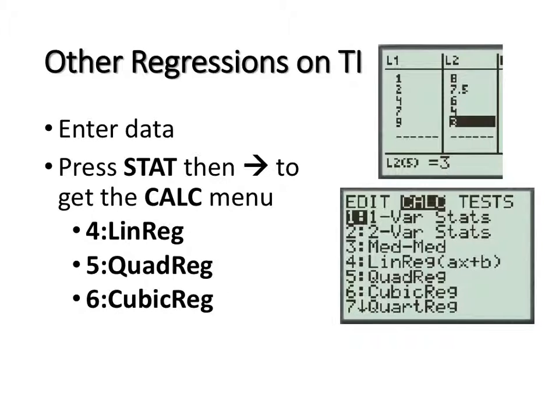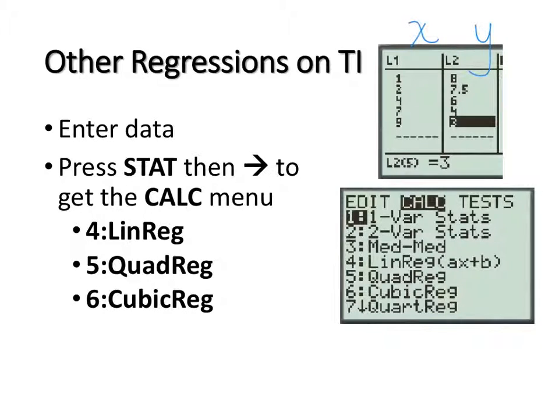To start with, we enter our data into the TI the same way we did for a linear regression, choosing to edit our lists after pushing the Stat button. And just like a linear regression, list 1 represents your independent or X data, and list 2 represents your dependent or Y data.